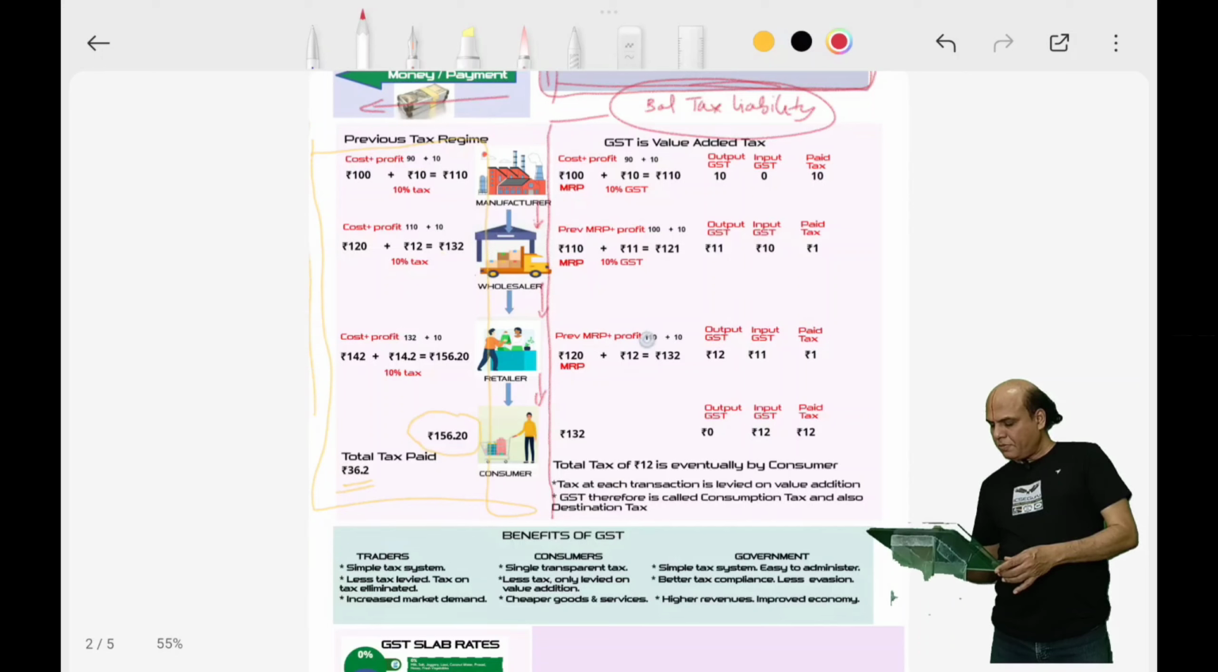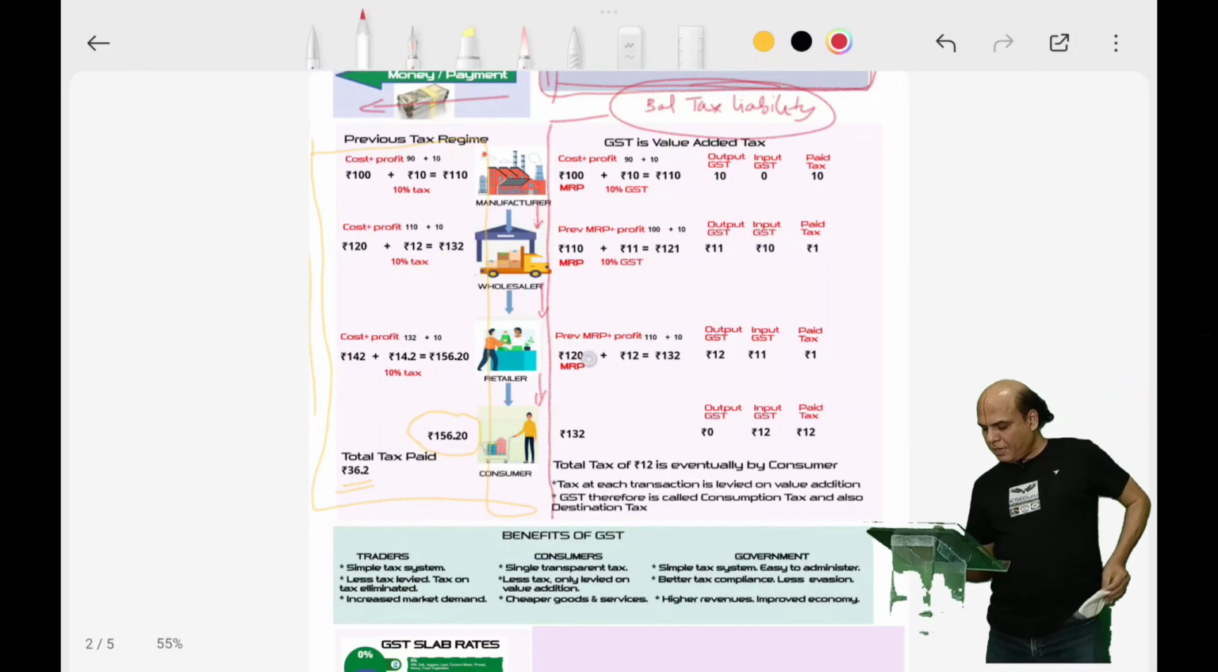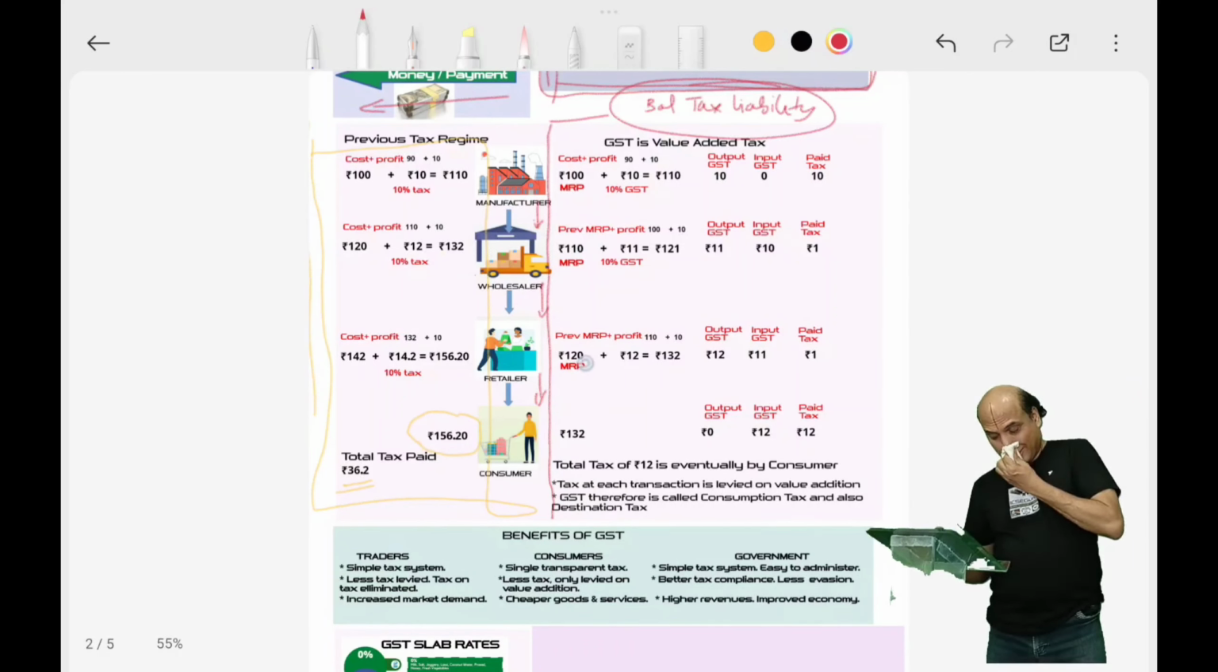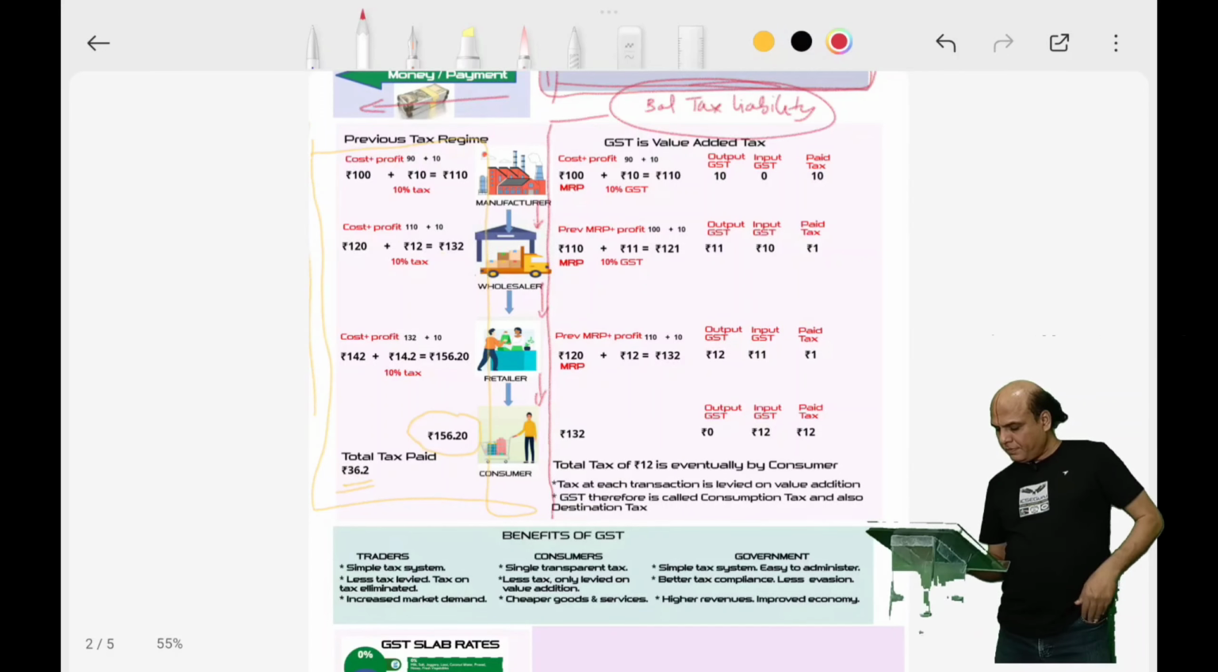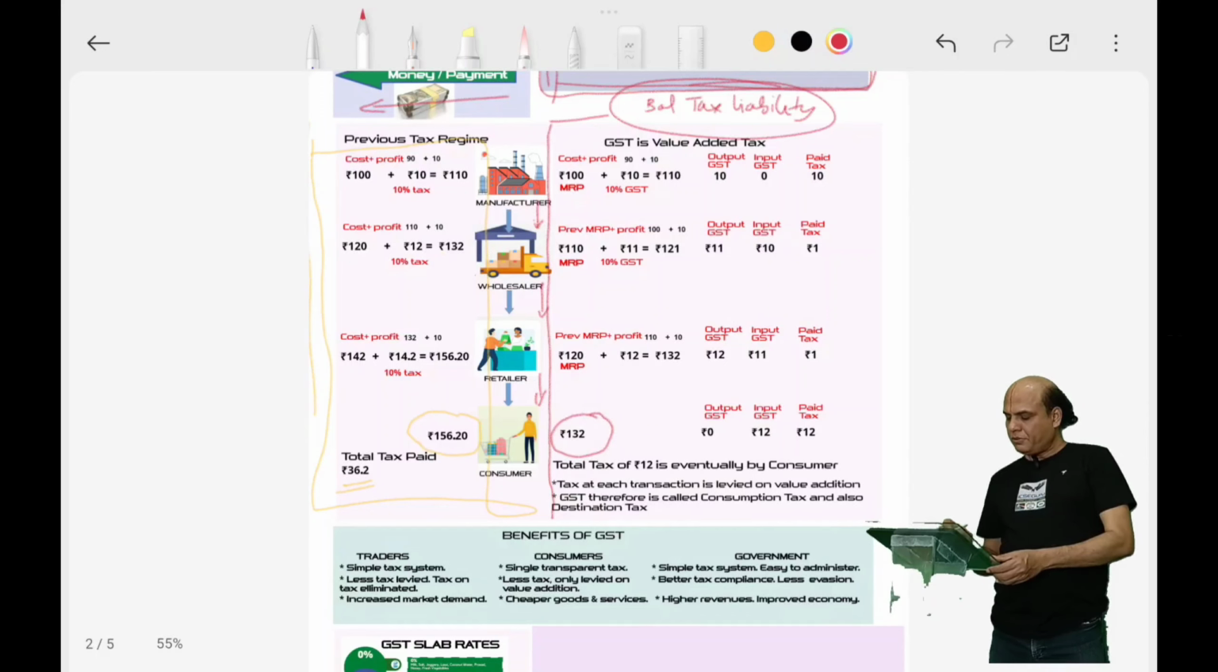He intends to earn a profit of 10. So he marks the MRP as 120. And then he pays 10% GST, that is 12 rupees. So the total price works out to 132. So here, if you see, the consumer is paying 132 to buy the same goods in this new GST regime. So if you compare with earlier, it was 156.2 and here it is 132.